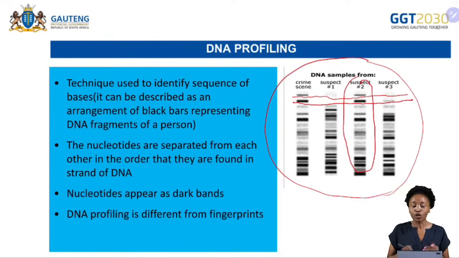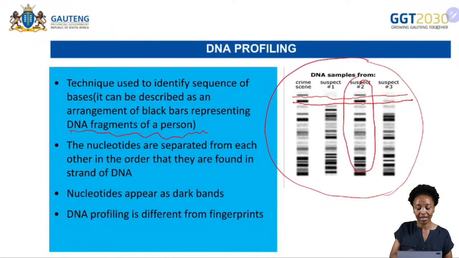What is important is that you must mention that the bars or the bands on the DNA profile of suspect number 2 match the bars or the bands of the DNA profile that was found at the crime scene. So you mention your bars or the bands, and you mention the DNA profile. Remember, these are not lines. We are not talking about lines. We talk about the bars or the bands because these black bars represent the DNA fragments of a person.